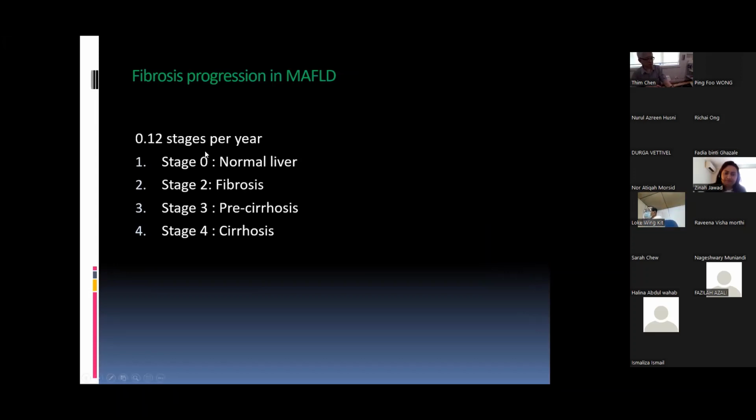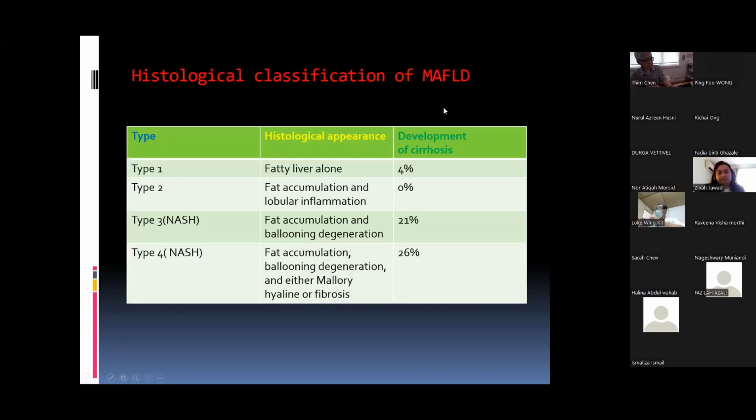And they proceed at 0.12 stages per year. So if your fibrosis progresses from, say, stage 2 to stage 3, it is 0.12 stages per year. So in 10 years, it might progress by about 1.2 stages, so it probably takes about 8 or 9 years to proceed to that. And this is the old histology that shows that, of course, with type 4 there's a bigger chance of getting it.